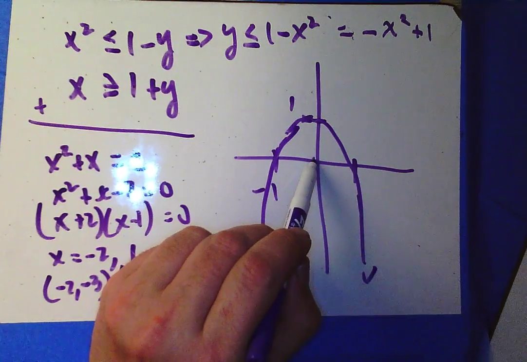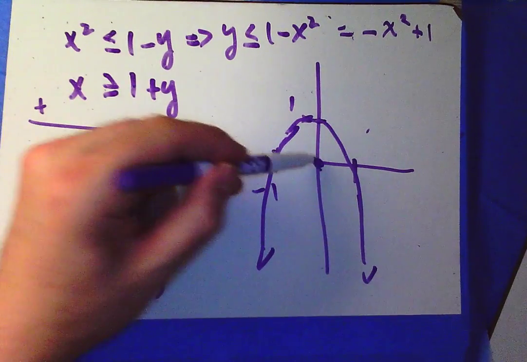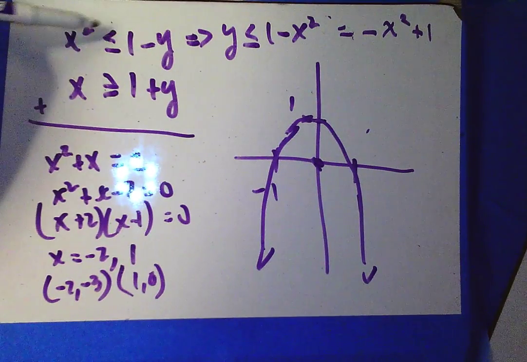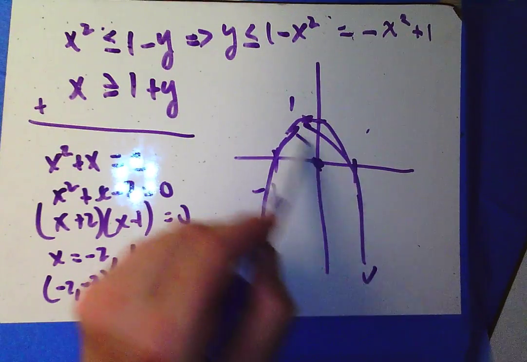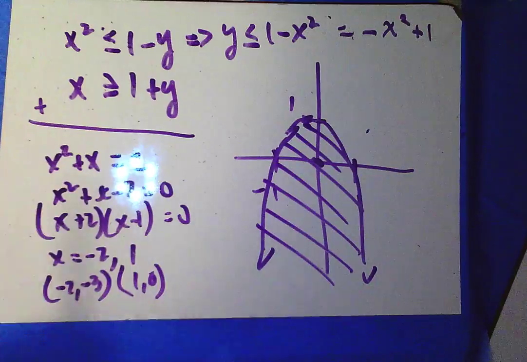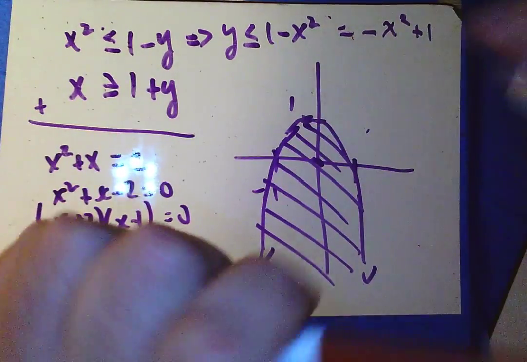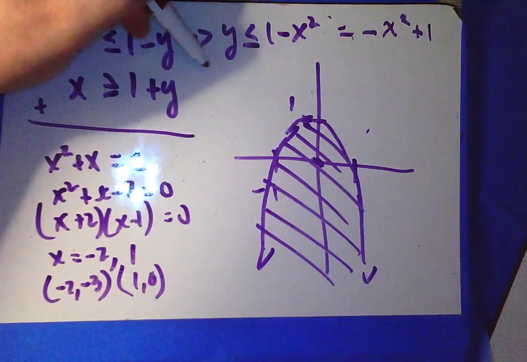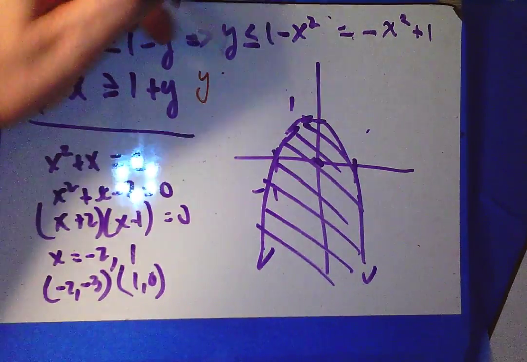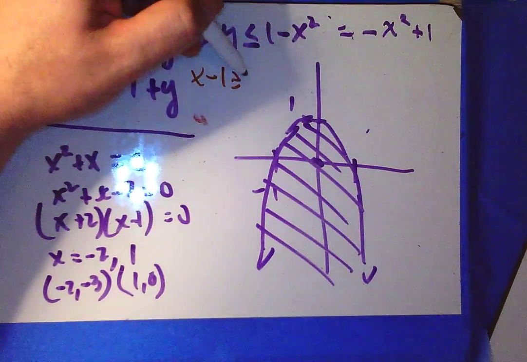And will we shade inside the parabola or outside the parabola? Well, I'm not sure, so I'm going to test 0, 0. Is 0 less than or equal to 1? Why, yes, it is. So my shading is inside. Now, what about the second inequality? Well, again, I think I would like to solve this for y equals by subtracting 1 from both sides. So x minus 1 is greater than or equal to y.